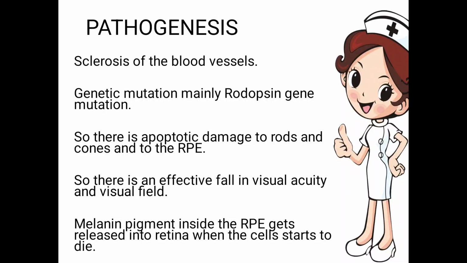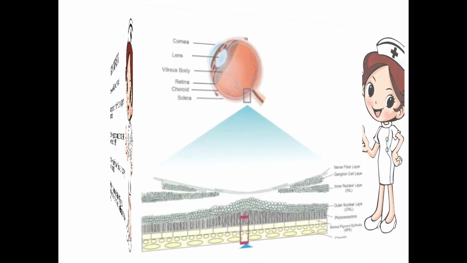Genetic mutation, mainly rhodopsin gene mutation. It occurs due to gene mutation. While the person is being born, mutations take place inside the gene, mainly the rhodopsin gene. So there is apoptotic damage to the rods and cones and to the retinal pigmented epithelium.